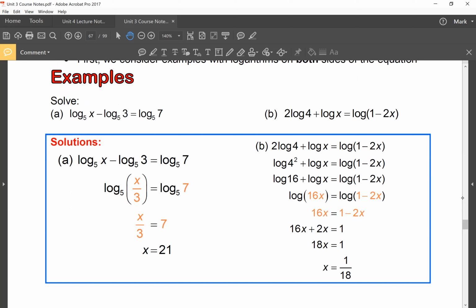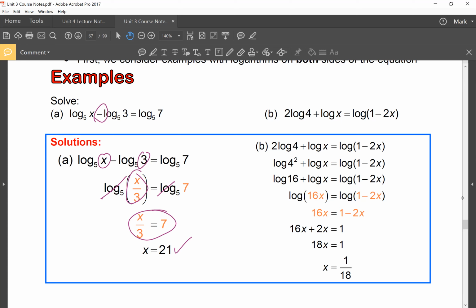We're going to apply our logarithm rules. Subtraction means division. So log x minus log 3 becomes log x over 3. Now we can remove the logarithms and just solve x over 3 equals 7. Very easy. x equals 7 times 3, or 21. Yes. Mr., when the log is the same on the two sides and they're equal, you remove it? Yes, in this case, yes.